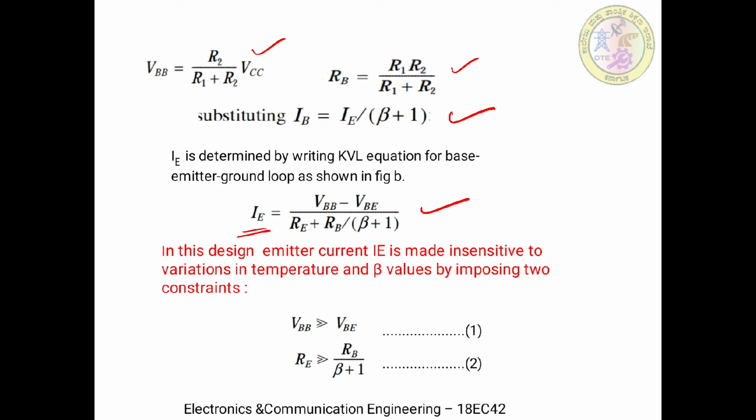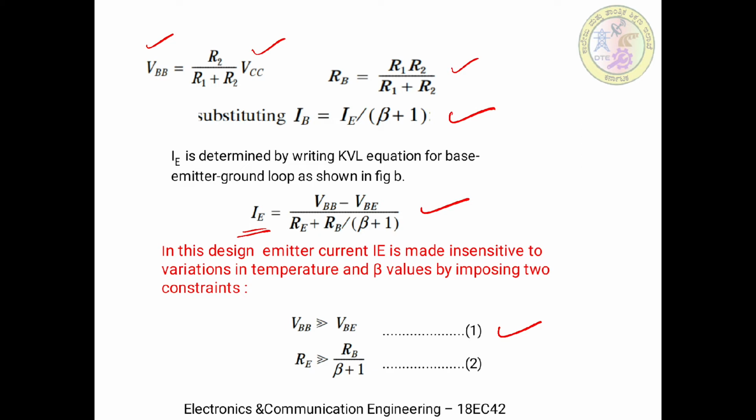This is done by imposing two conditions or constraints, so that IE is almost insensitive to variations in either temperature or the beta values. What are those conditions? Whatever this VBB voltage is, it must be very much greater compared to VBE. VBE we know is 0.7 volts. Therefore VBB is kept at a very much greater value, so that any changes in VBE are eliminated by the VBB value. This is the first condition, the first constraint.